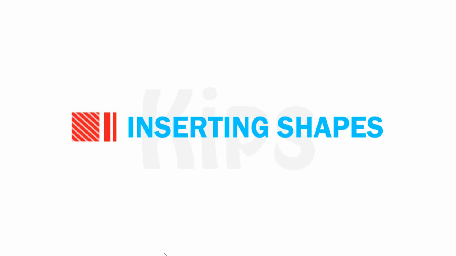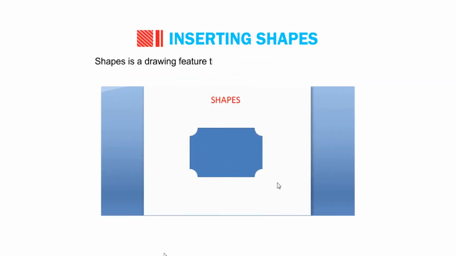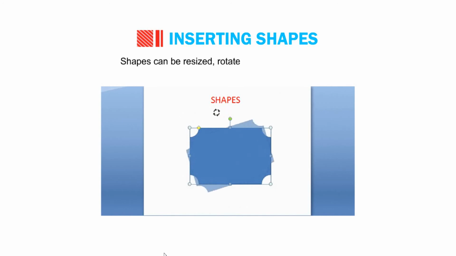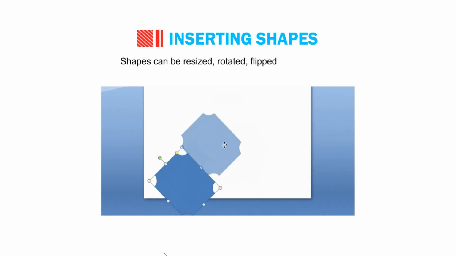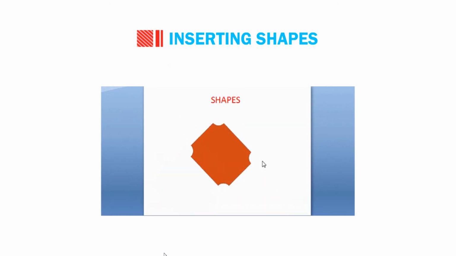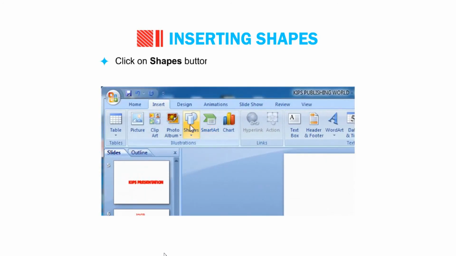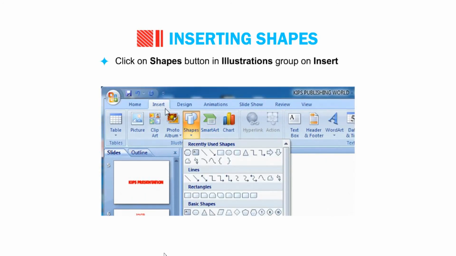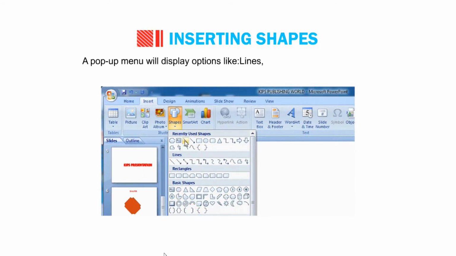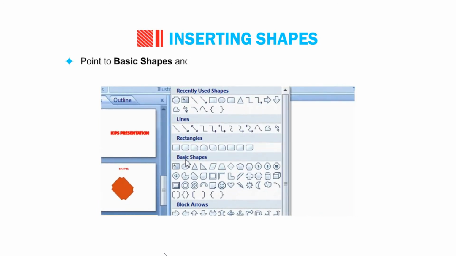Okay, let's now learn how to insert shapes. Shapes is a drawing feature that helps in drawing different shapes. Shapes can be resized, rotated, flipped, and colored. Click on Shapes button in Illustrations group on Insert tab. A pop-up menu will display options like lines, rectangles, flowchart, etc. Point to basic shapes and move the pointer to select smiley face and click on it.